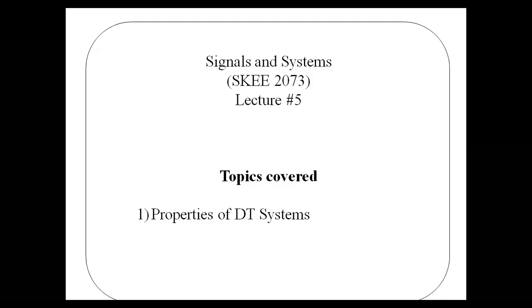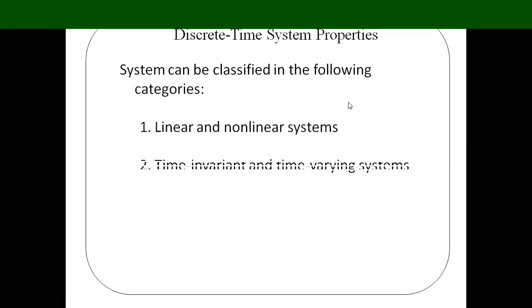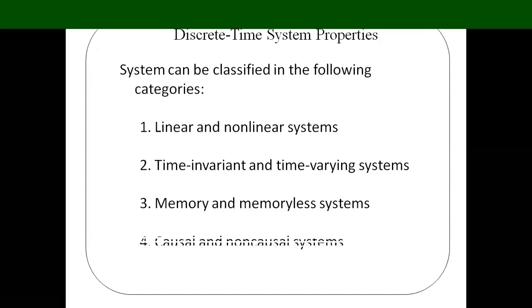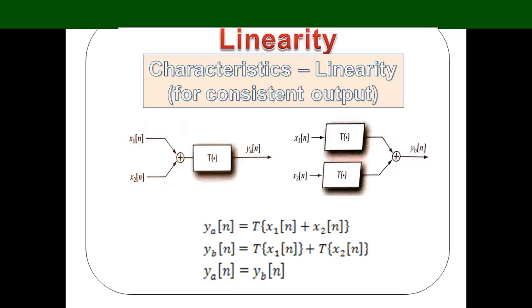Okay, let's have a look at lecture 5. These are the things to be learned. We're going to learn about these four system properties: the linearity of the system, the time invariance of the system, the memory or memorylessness of the system, and also the causality of the system. Basically, this is the same as what we learned yesterday.